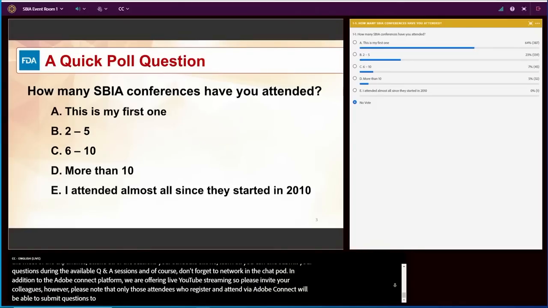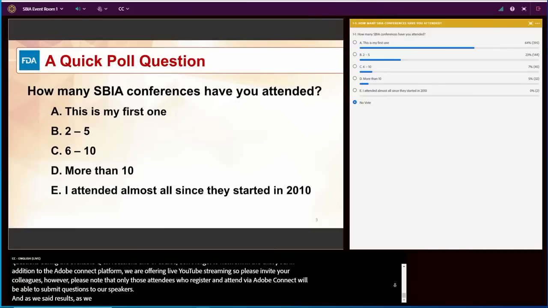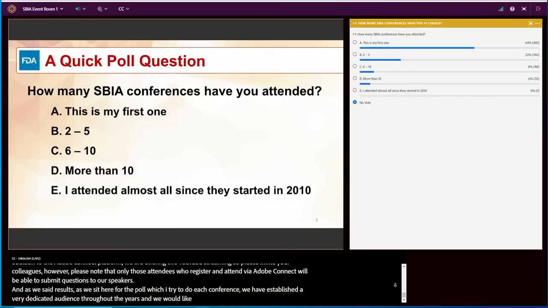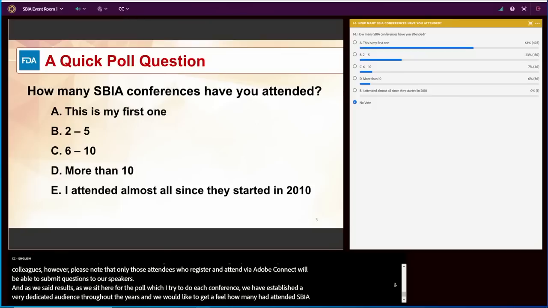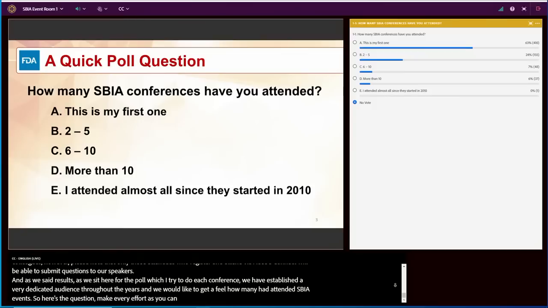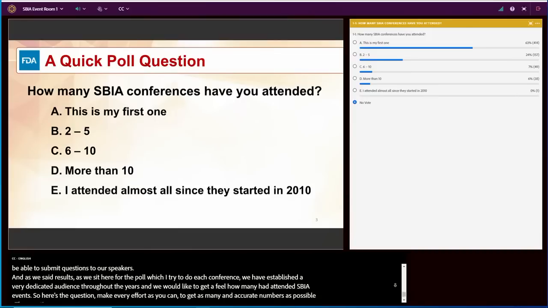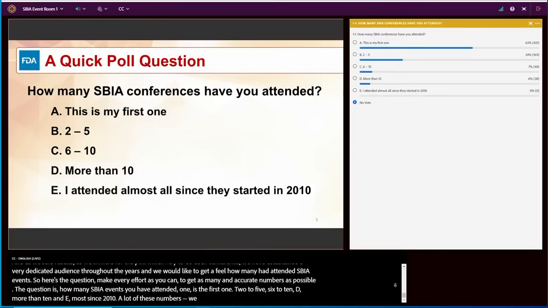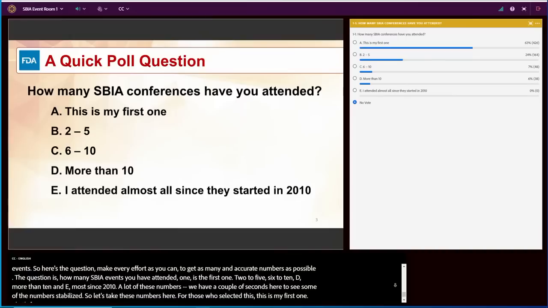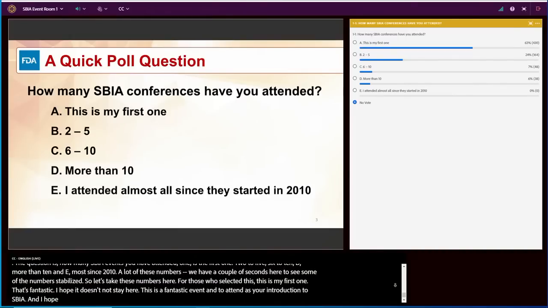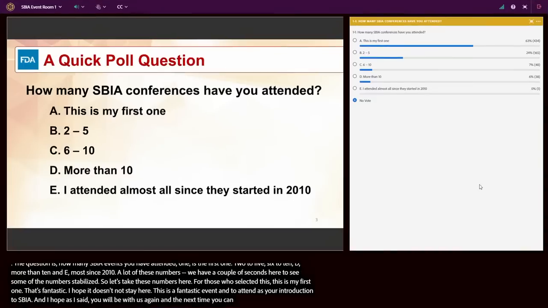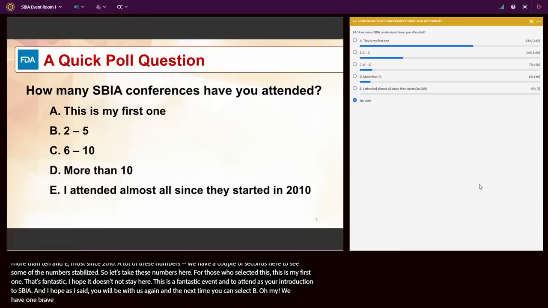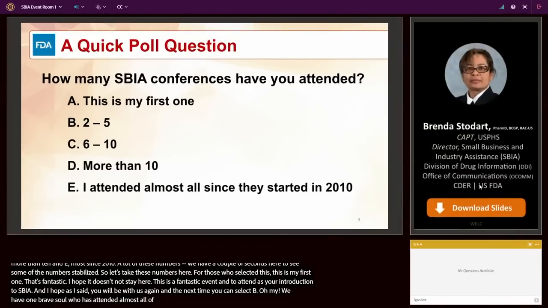I'm loving these numbers. Let's wait a couple seconds to see if the numbers stabilize. Okay, for those of you who selected, this is my first one, 63% of you. That's fantastic. I really hope it does not stay your first one. This is a fantastic event to attend as your introduction to SBIA, and I hope you'll be with us again, and next time you'll be able to select B. Oh my, we have one brave soul who has attended almost all of our SBIA events since they started in 2010. Thank you so very much for being so dedicated.